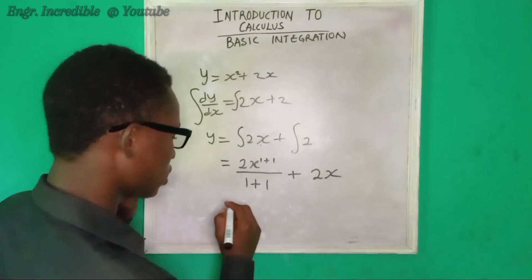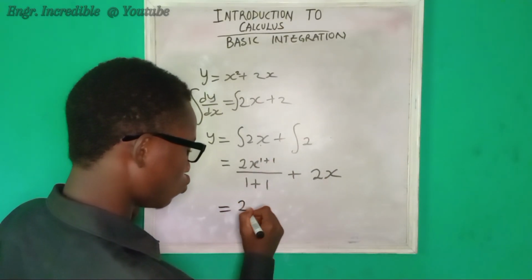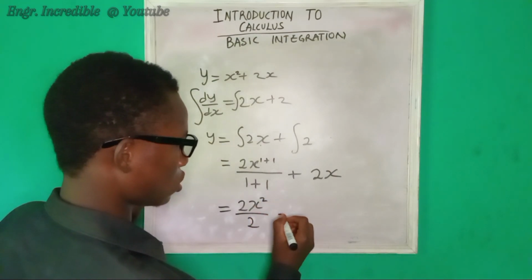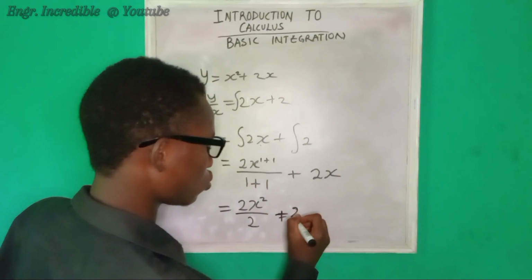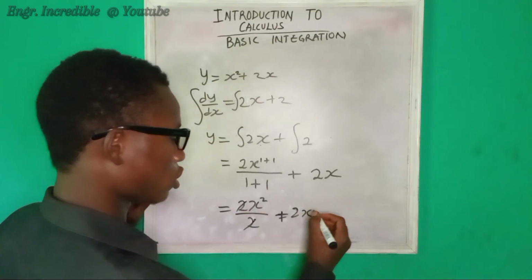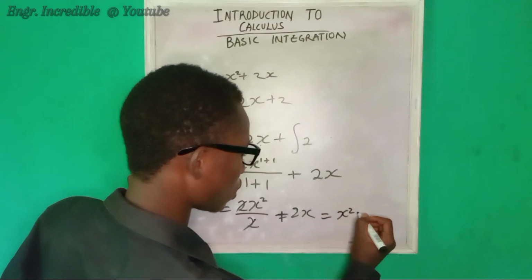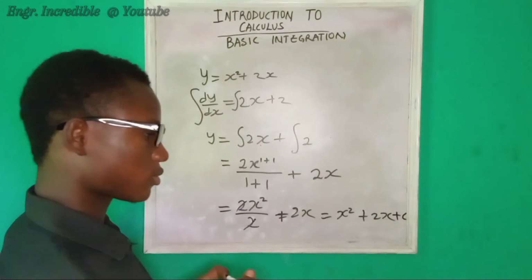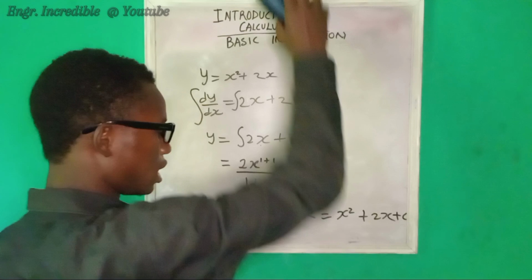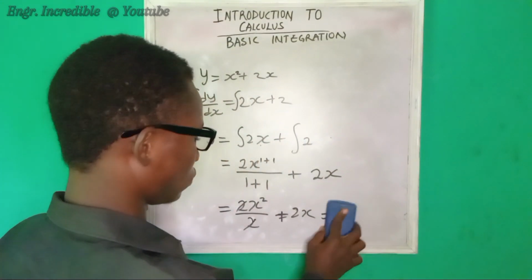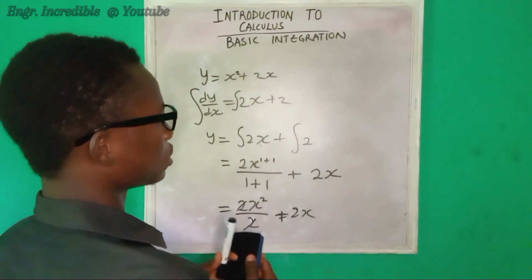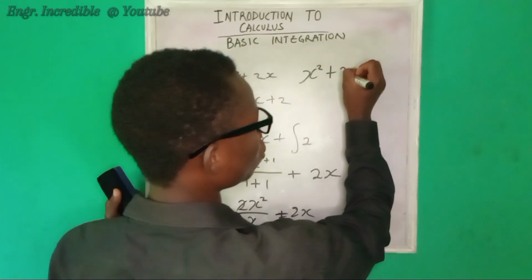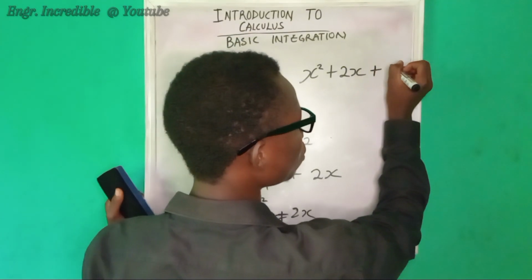So now let me simplify the other one we have here. This is equal to 2x raised to power 1 plus 1, which is 2, divided by 2, plus 2x. The 2 here will cancel 2. We have our final answer as x squared plus 2x plus c. Let me write it in a bigger place. Our final answer for this is x squared plus 2x plus c.